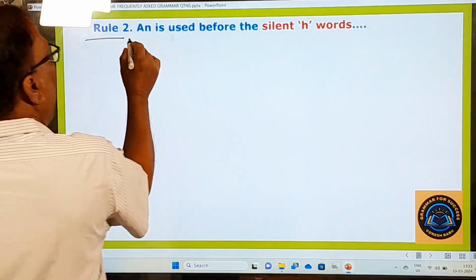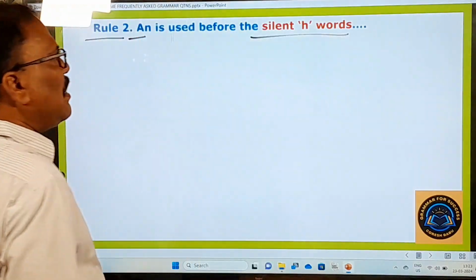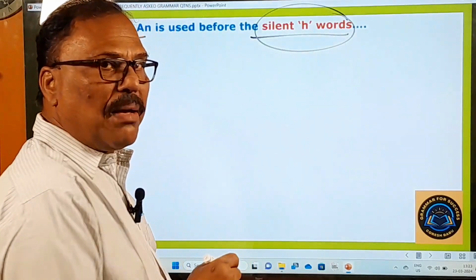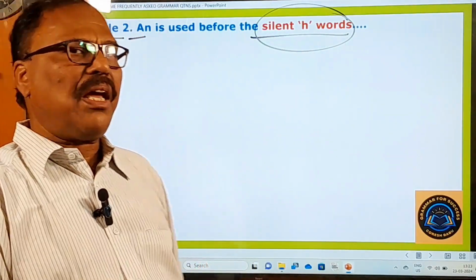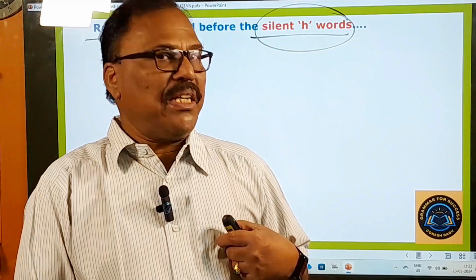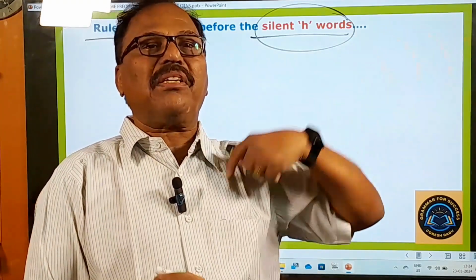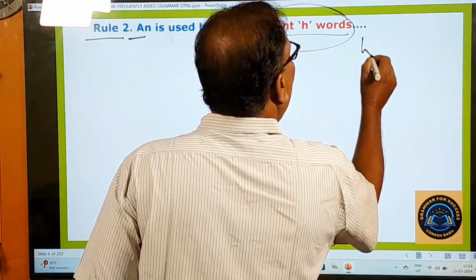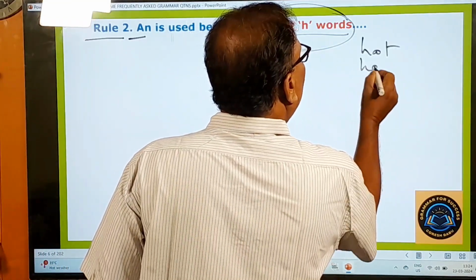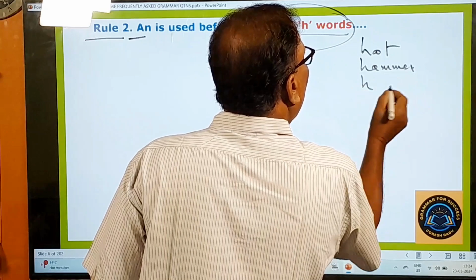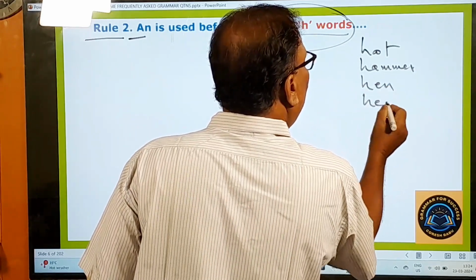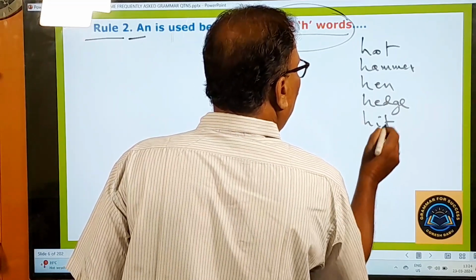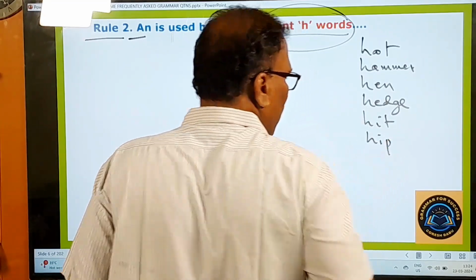Rule 2: An is used before the silent H words. Before we learn about the silent H words, let us know something about the H words. What are the H words? H words means the words beginning with H. For example, hat is there, hammer is there, hen is there, hedge is there (hedge means fence), and hit is there, hip is there.